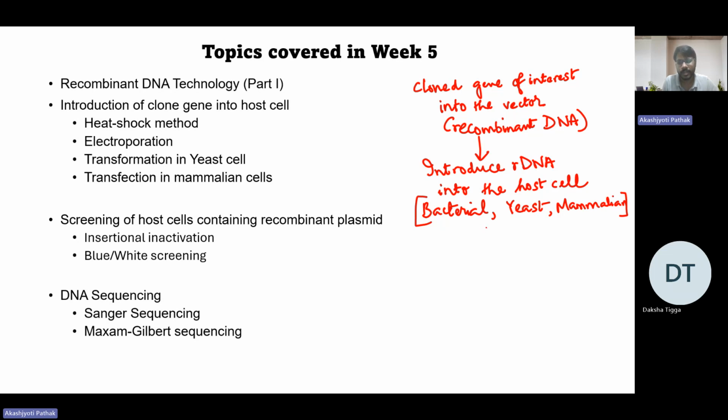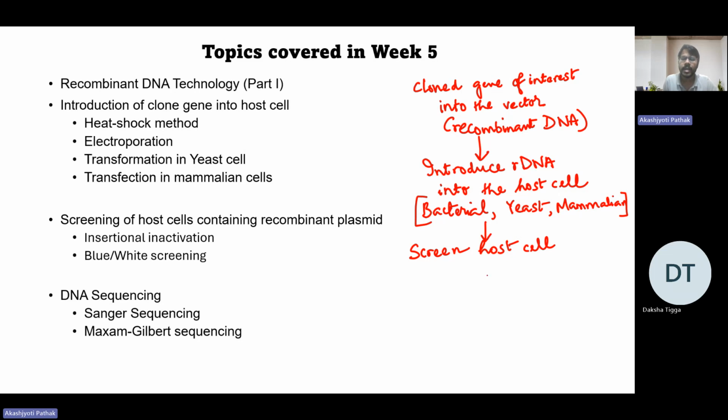We will quickly have a recap of what all was covered, and then once this is introduced into the host cell, again we have to screen the host cells. There will be some host cells which will take up the recombinant DNA, and other host cells which will not take up the recombinant DNA, or will take up the DNA which does not have our gene of interest. So again, we need to screen for the host cells.